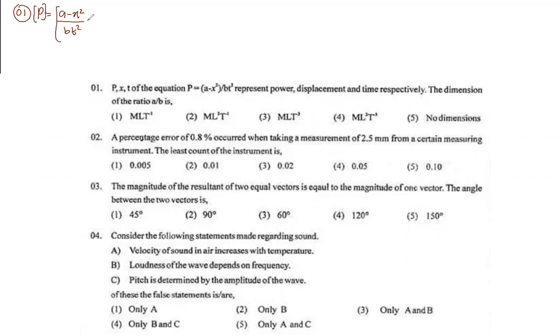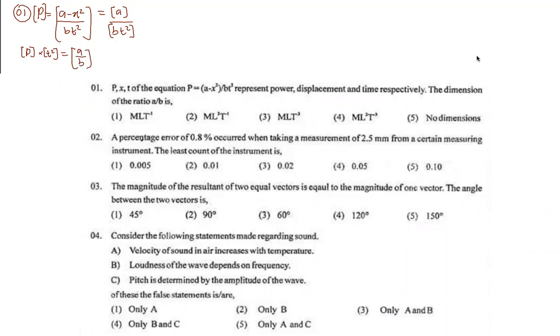Dimensions of power is equal to dimension of this thing. Now on top you don't have to worry about x, because a minus x squared, since they are subtracted, that is same as dimension of a, and at the bottom we have dimension of b t squared. Now the question is, what are the dimensions of a over b? Then I can keep a over b on the right side and take this t squared up. So dimensions of power multiplied by dimension of t squared, time squared, is equal to dimensions of a over b.